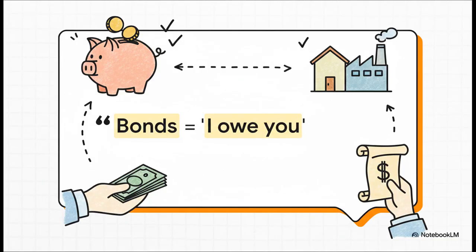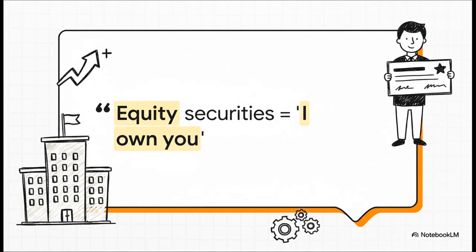The easiest way to think about debt securities, which you've probably heard of as bonds, is with this simple phrase, I owe you. When you buy a bond from a company or a government, you're not buying a piece of it, you're acting as their lender. You're the bank. Now, on the complete flip side, when you buy equity securities, like a stock, the phrase totally changes. It becomes, I own you. You're not just lending them money. No, you are becoming a part owner of a tiny piece of that company.